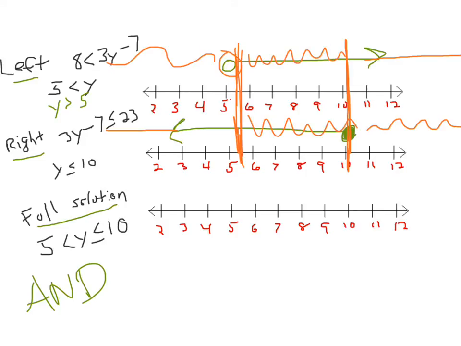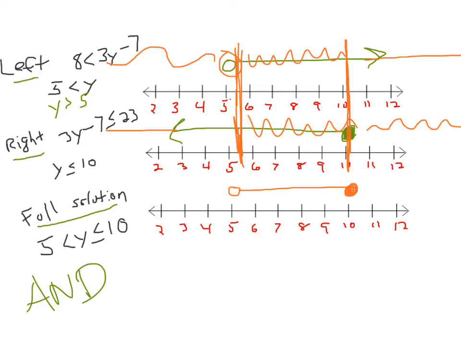Okay, now how do I draw that on the number line? Well, my final number line, my full solution, would look like this: I'm going to do the closed dot above 10, and I'm going to do my open circle above 5, and then I can just connect them and say, hey, everything in between 5 and 10, and including 10, is a good solution. So my final solution is this last number line here at the bottom.